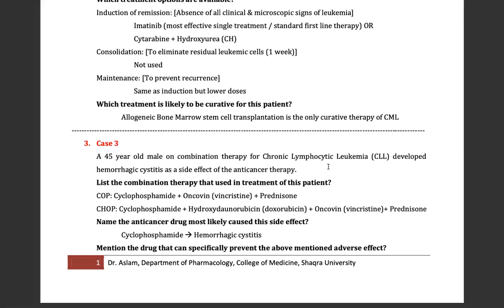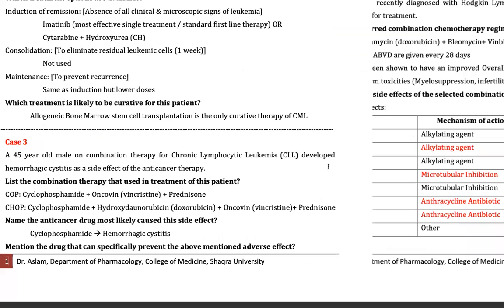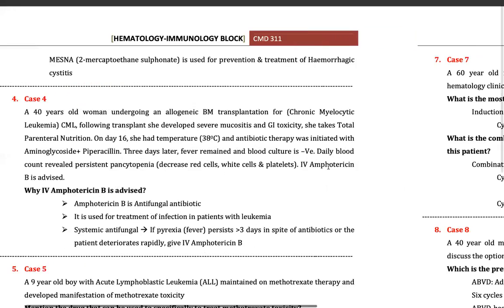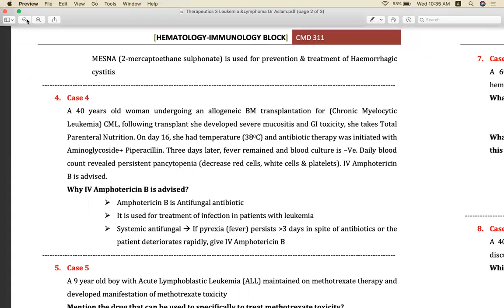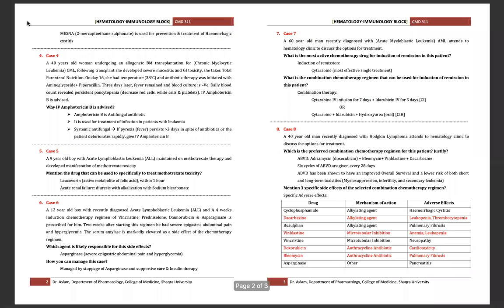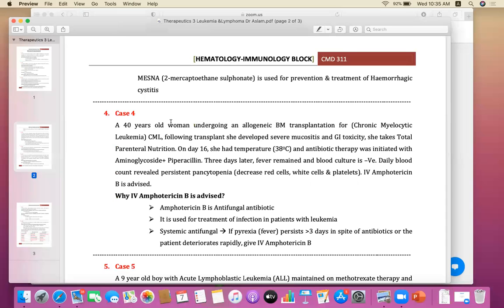Now, name the drug most likely to cause this side effect, and we know that cyclophosphamide is responsible for the hemorrhagic cystitis. And mention the drug that can specifically prevent the above mentioned adverse effect, and we know that in the lecture we studied mesna. Mesna, 2-mercaptoethane sulfonate, is used for the prevention and treatment of hemorrhagic cystitis. Mesna, to prevent the hemorrhagic cystitis.